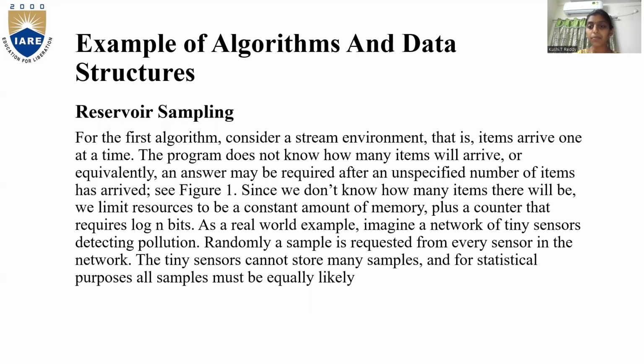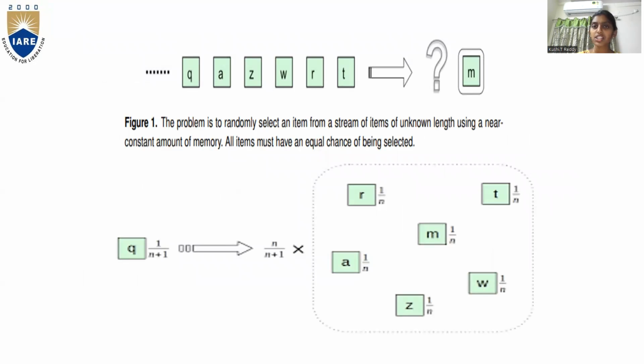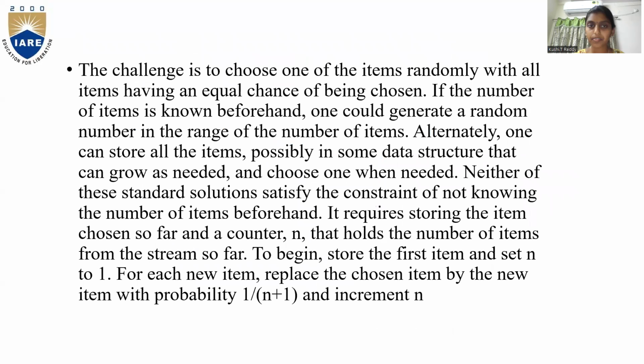As a real-world example, imagine a network of tiny sensors detecting pollution. Randomly, a sample is requested from every sensor in the network. The tiny sensors cannot store many samples, and for statistical purposes, all samples must be equally likely. So here you can see the picture for reservoir sampling. The problem is to randomly select an item from a stream of items of unknown length using a near constant amount of memory. All items must have an equal chance of being selected. The challenge is to choose one of the items randomly, with all items having an equal chance of being chosen.